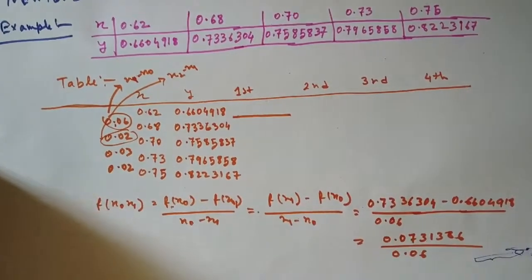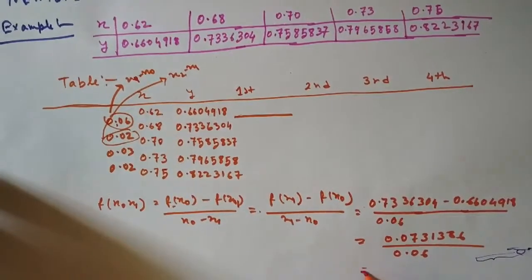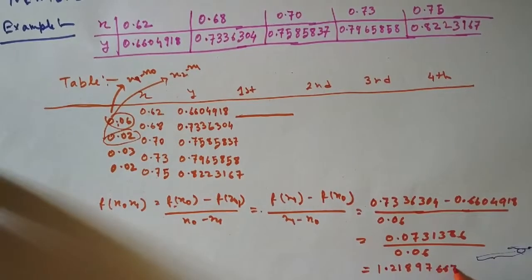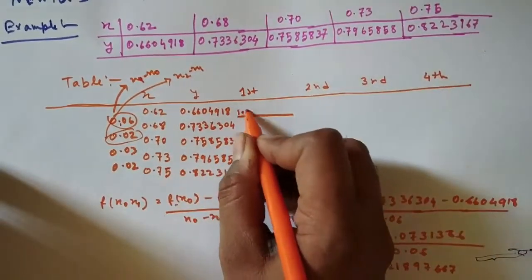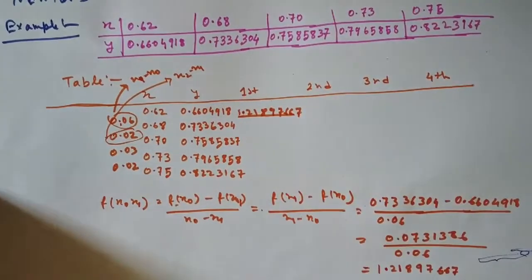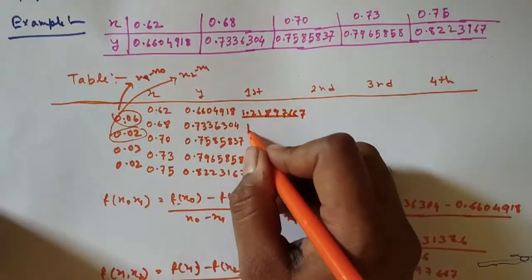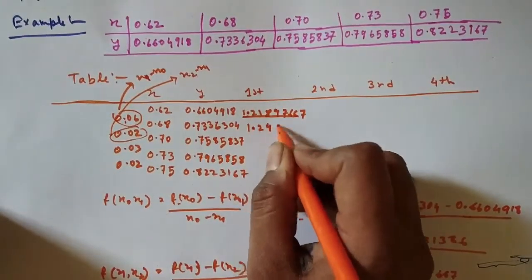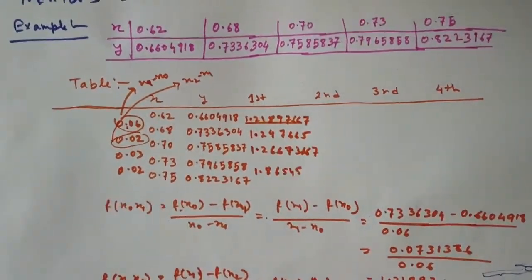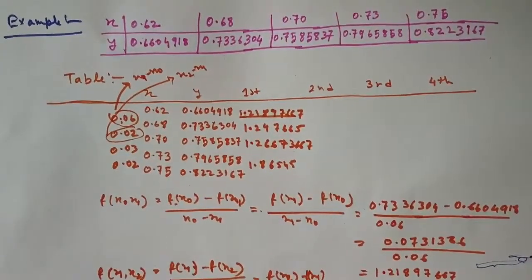After subtraction we get this, and after dividing we will get 1.21897661. Just write it in between these two lines. Okay, so this is the first order difference for x0 and x1, and similarly we found this one and the rest of the others in the similar manner.